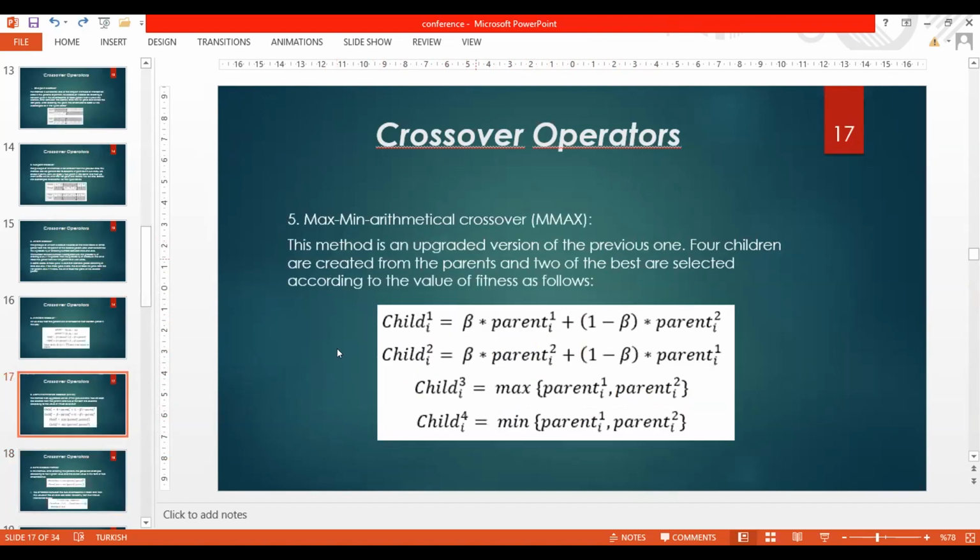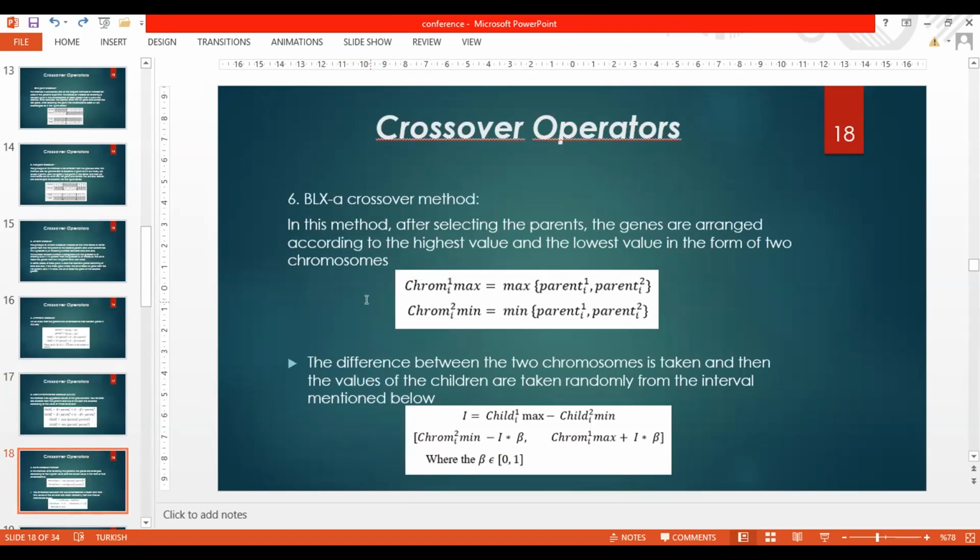Max-min arithmetical crossover. This method is an upgraded version of the previous arithmetical one. 4 children are created from the parents, and the 2 best are selected according to the value of fitness as follows. Same thing, there is the formula, and from these children we choose the maximum and minimum, and then we select according to the value of fitness they have.